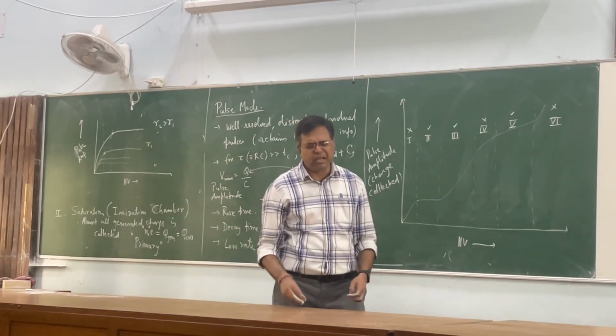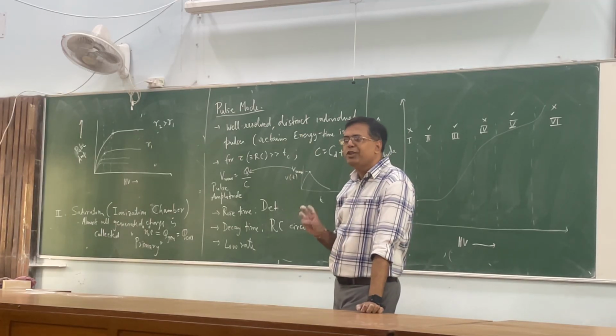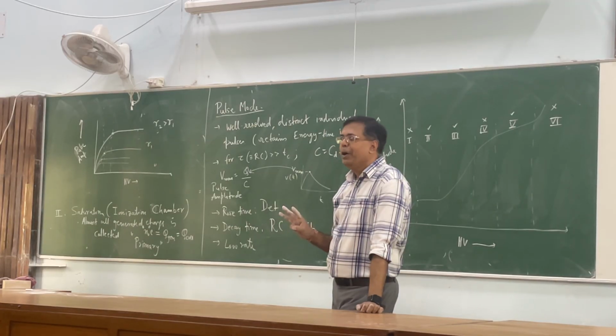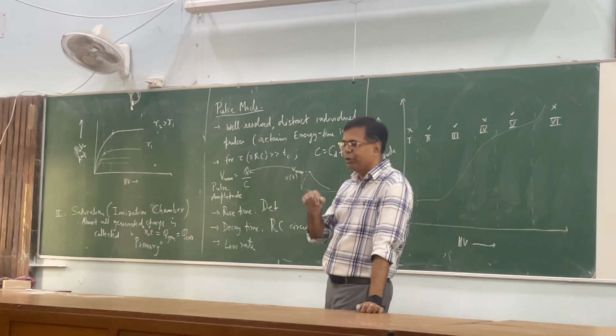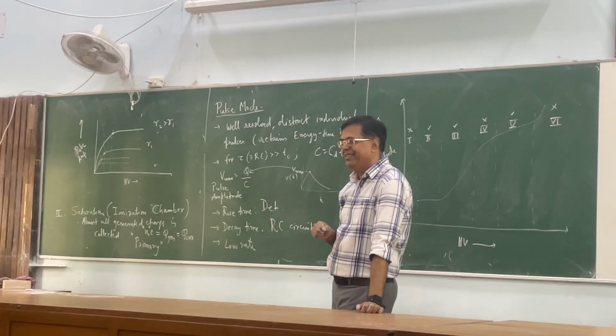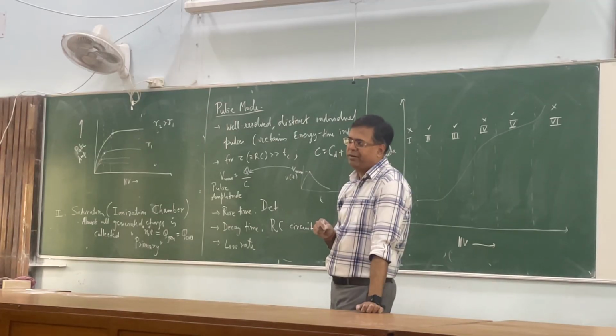Remember, one of the things I asked you to do in your tutorial: for a minimum ionizing particle, beta gamma is equal to 3. Now that number is roughly 3. It's not exactly 3. It depends on the average ionization energy.